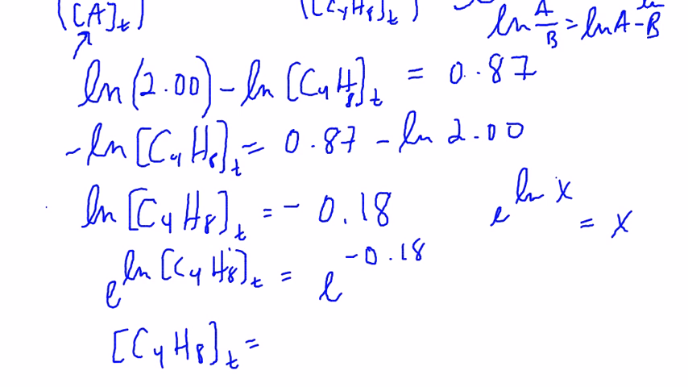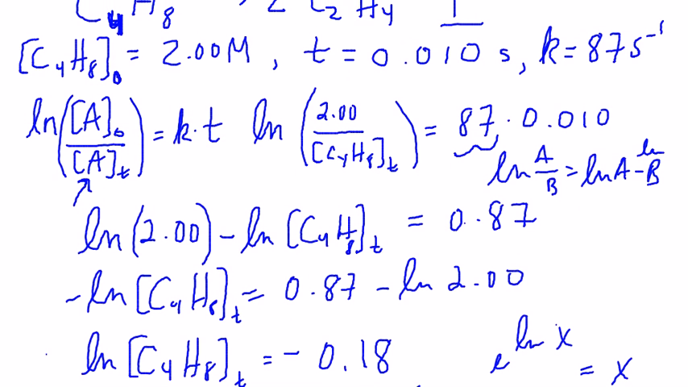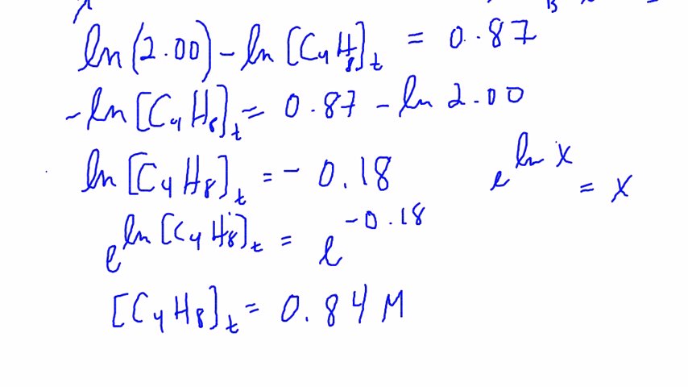And e to the negative 0.18 is 0.84 molar. So what that tells us is that after this 0.010 seconds, we have 0.84 molar. That's the concentration of cyclobutane that's left over.